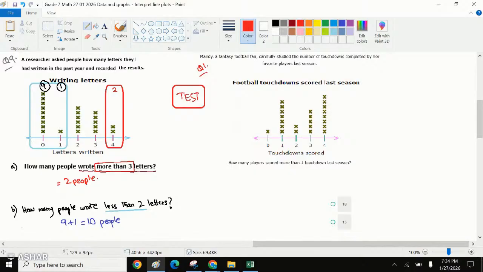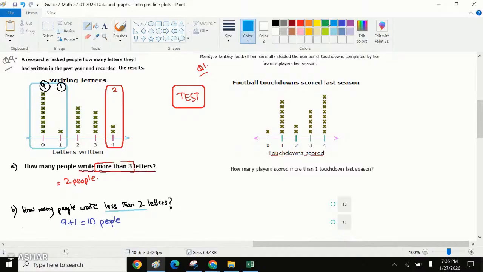It says, Mandy, a fantasy football fan, carefully studied the number of touchdowns completed by her favorite players last season. This line plot gives the touchdowns which were scored. And the question they're asking us is, how many players scored more than one touchdown? Okay, scored more than one touchdown.